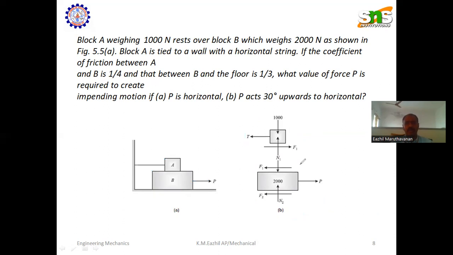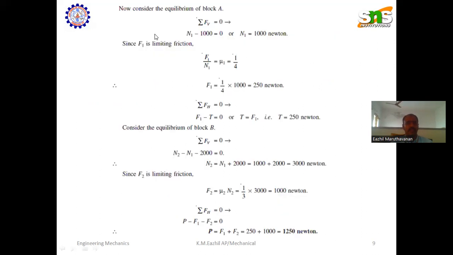Before solving the problem, we have to know where the minimum number of unknowns need to be found. From the figure, we are able to know that the minimum number of unknowns are there in the block A. So we have to consider the block A for solving initially. By considering the block A and assuming the equilibrium condition, sigma Fv is equal to 0, we will get the equation as N1 minus 1000 is 0. Therefore, N1 is equal to 1000 Newton.